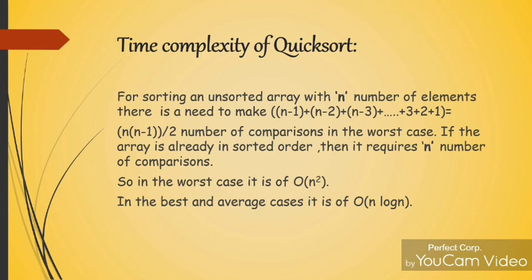In the worst case, if the array is already in sorted order, then it requires only n number of comparisons. So the worst case is of order n square. In the best and average cases, it is of order n log n.